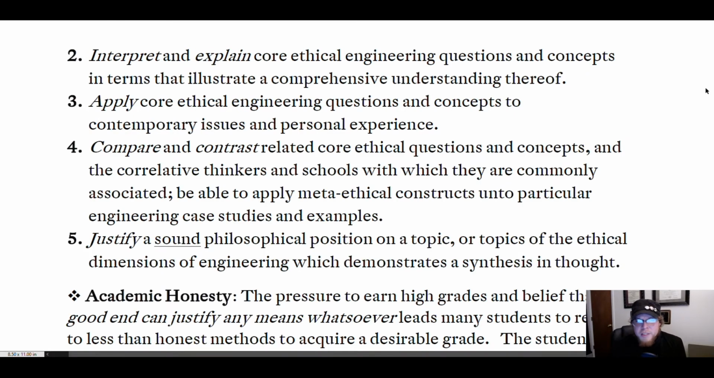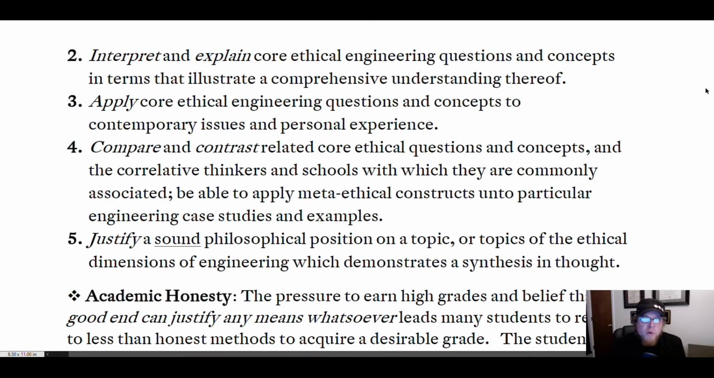2. Interpret and explain core ethical engineering questions and concepts in terms that illustrate a comprehensive understanding thereof. There are problems in engineering ethics, not necessarily with the discipline itself, but with how do we deal with this situation in engineering? What's the right thing to do here? So I want you to be able to talk about those problems in an intelligent way.